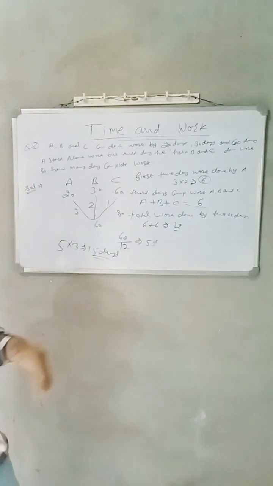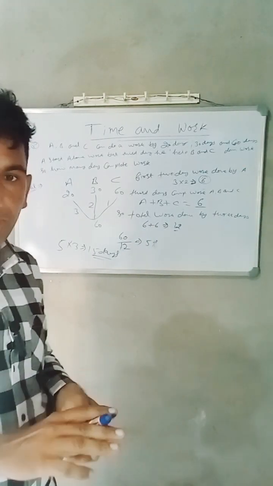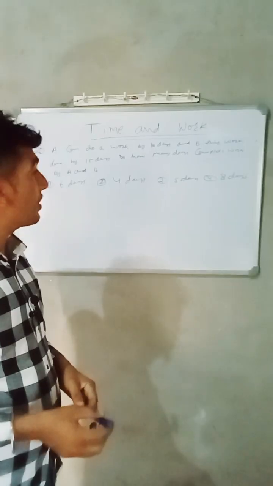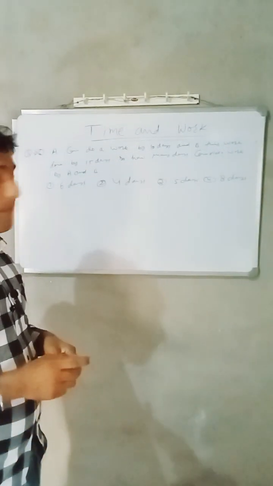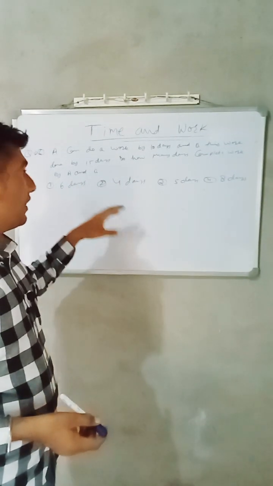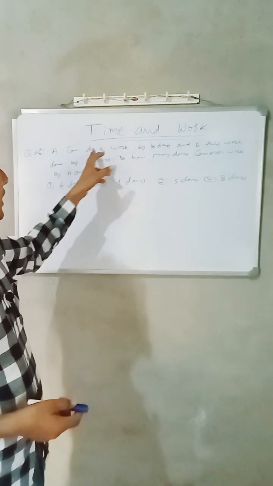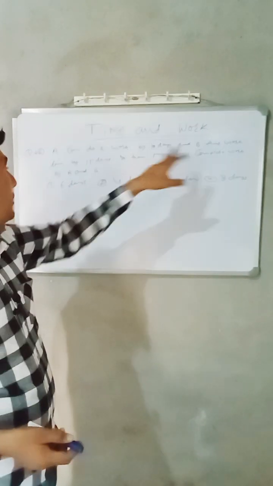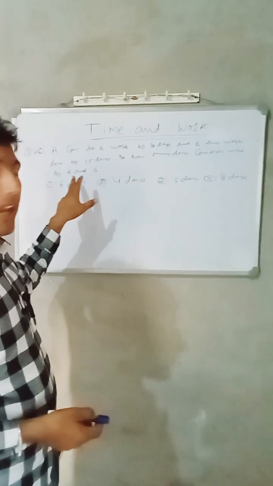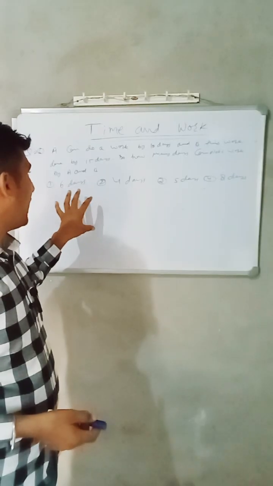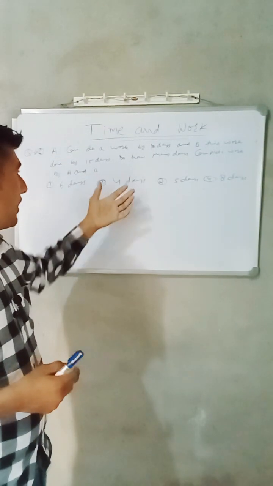So guys, the next question you try and comment me the answer. Go to the comment section and comment. A can do a work in 10 days and B can do this work in 15 days. So how many days to complete the work by A and B? Please try this question.